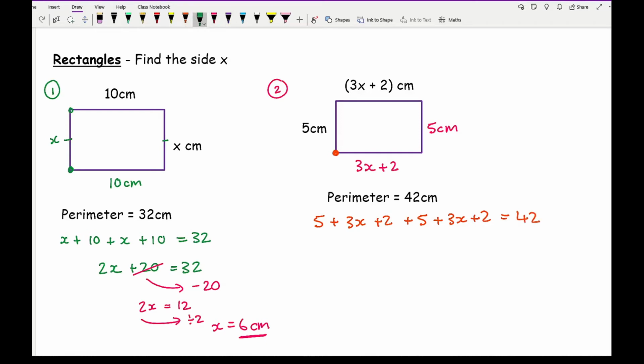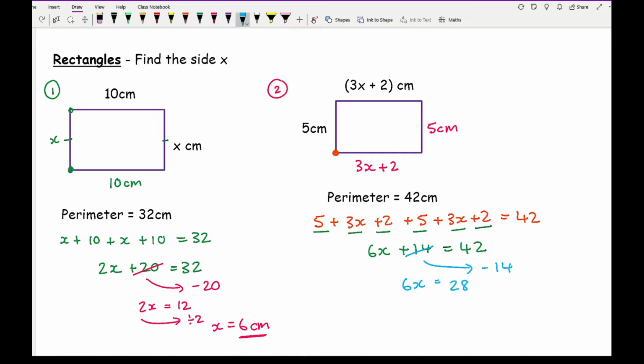So next what I've got to do is collect the like terms. I've got 3x plus 3x, which is 6x, and if I add the numbers I've got 5 plus 2, which is 7, plus 5, which is 12, plus another 2, which is 14. So what I've got is 6x plus 14 equals 42. Now again I'm going to solve this equation, and I'm going to do that by getting rid of the 14 first, which the opposite is to take away. I've got 6x equals, and it's going to be 38. No, it's not. It's going to be 28.